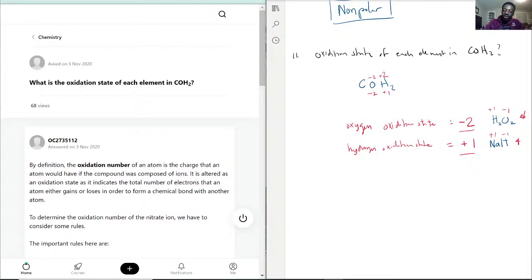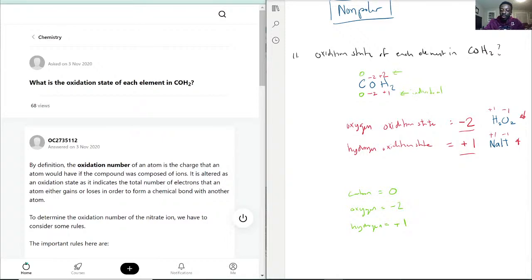So if we already have a -2 and a +2 there, the oxidation state of that carbon, because this is a neutral compound, it would have to be 0, because +2 -2 would be 0. So that means this carbon has an oxidation state of 0. So let's write it out. We have carbon is 0, oxygen is -2, and hydrogen, remember referring just to the individual ones, is +1.